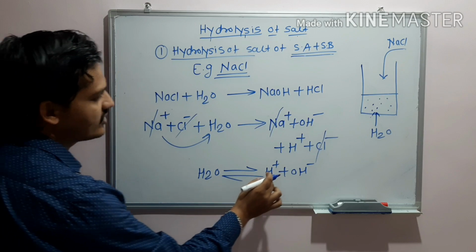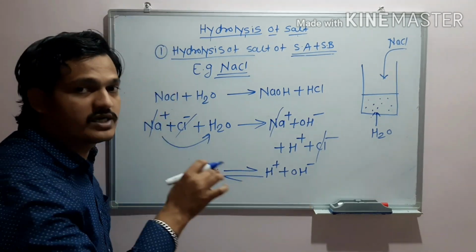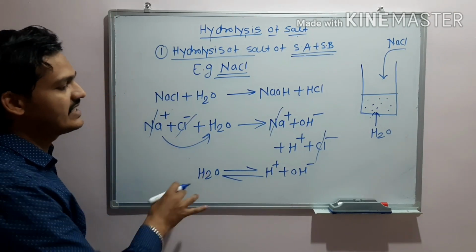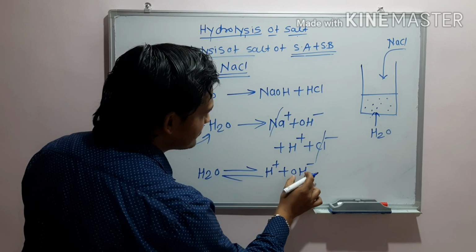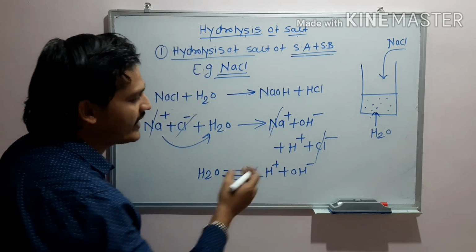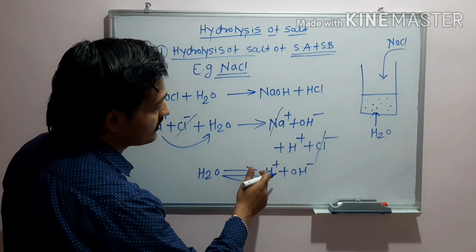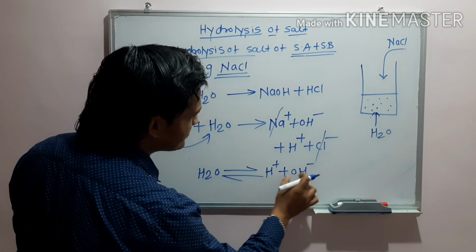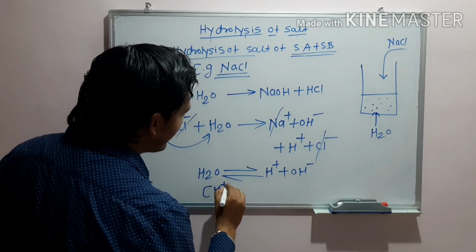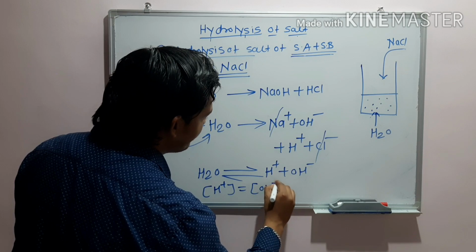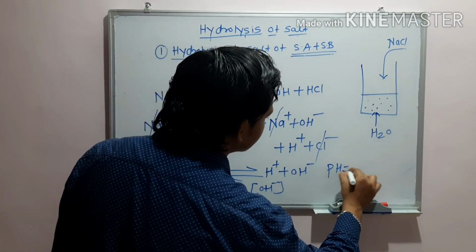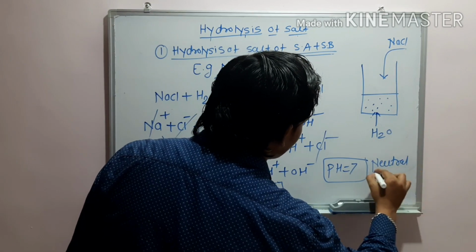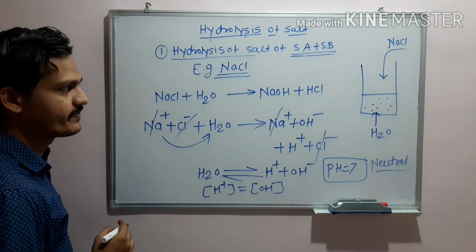That means pH depends only on the concentration of H+ and the concentration of OH- ion. So in that case, we clearly see that the concentration of H+ is equal to the concentration of OH-. No extra H+ here. Balancing clearly, the concentration of H+ ion is equal to the concentration of OH- ion. Hence, the pH will be 7. That is, the solution is neutral.